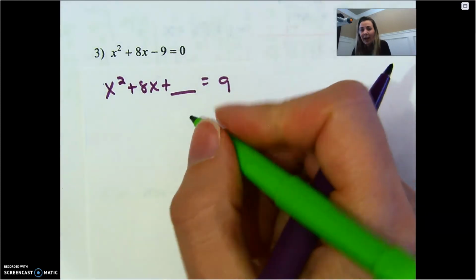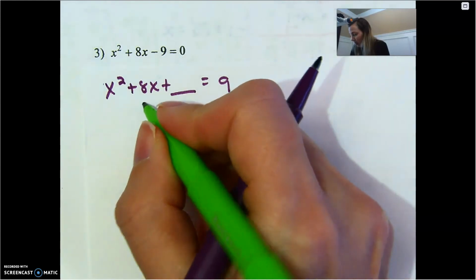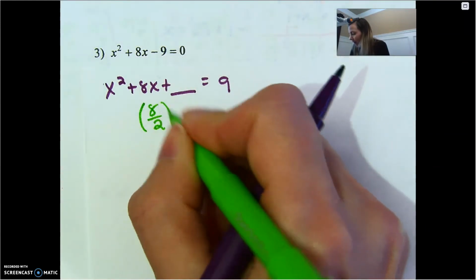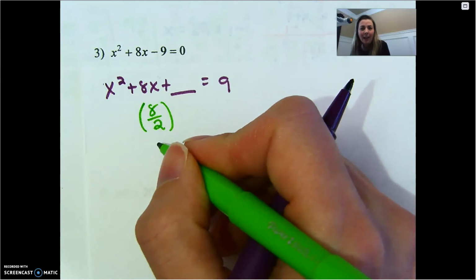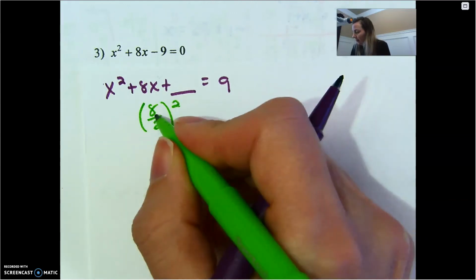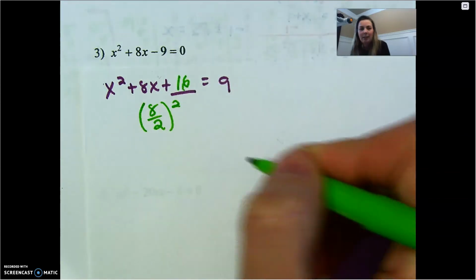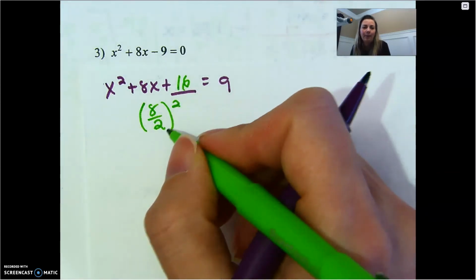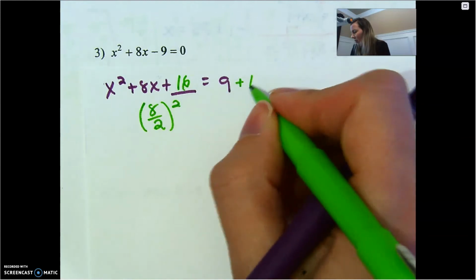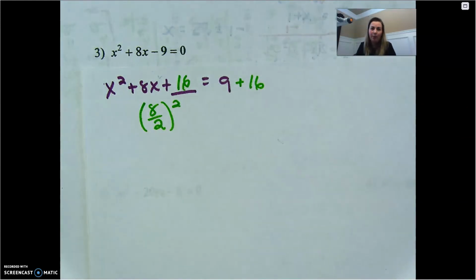All right, time to create the monster. We take half of 8, cut it in half. Then we square it. Half of 8 is 4. 4 times 4 is 16. So 16 is my monster. What you do to one side, you do to the other. So make sure the green monster goes on both sides.